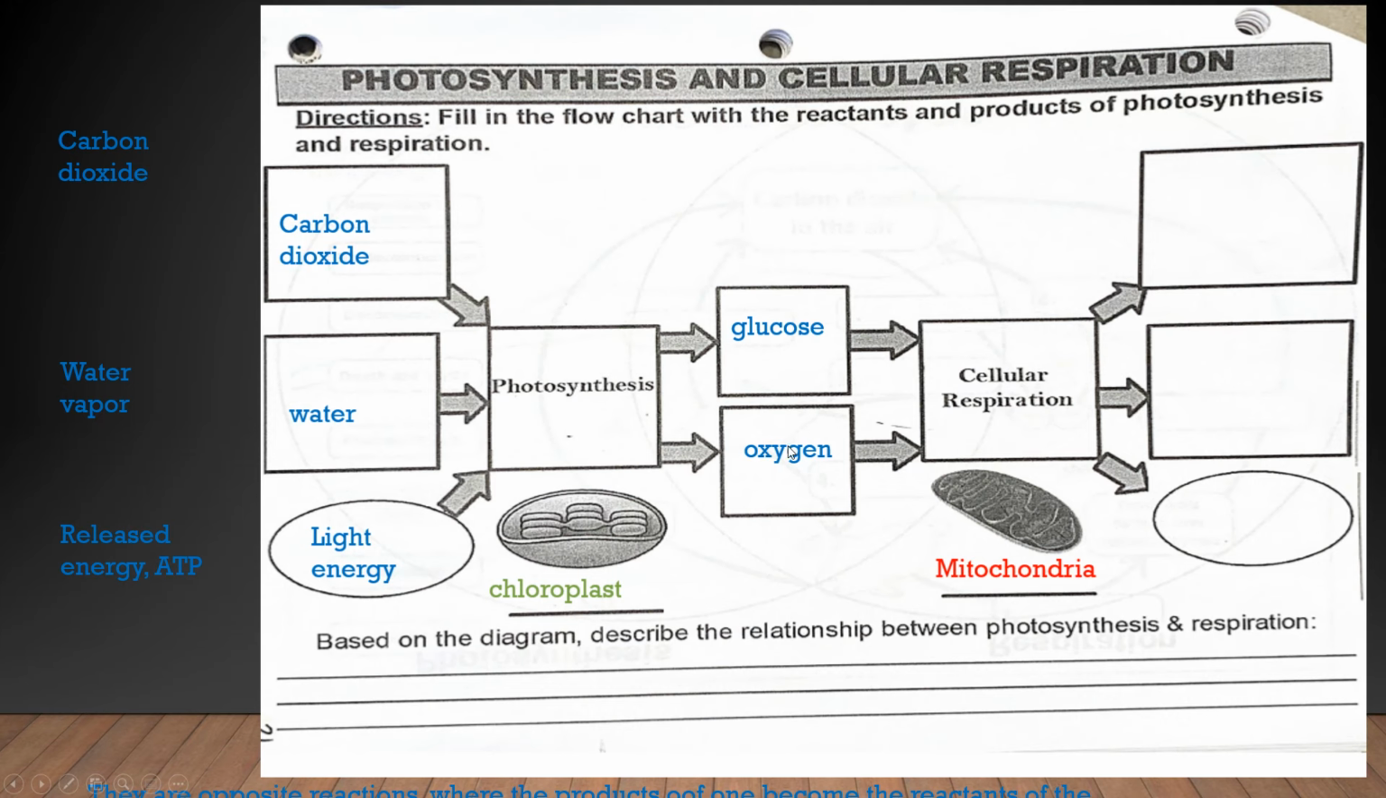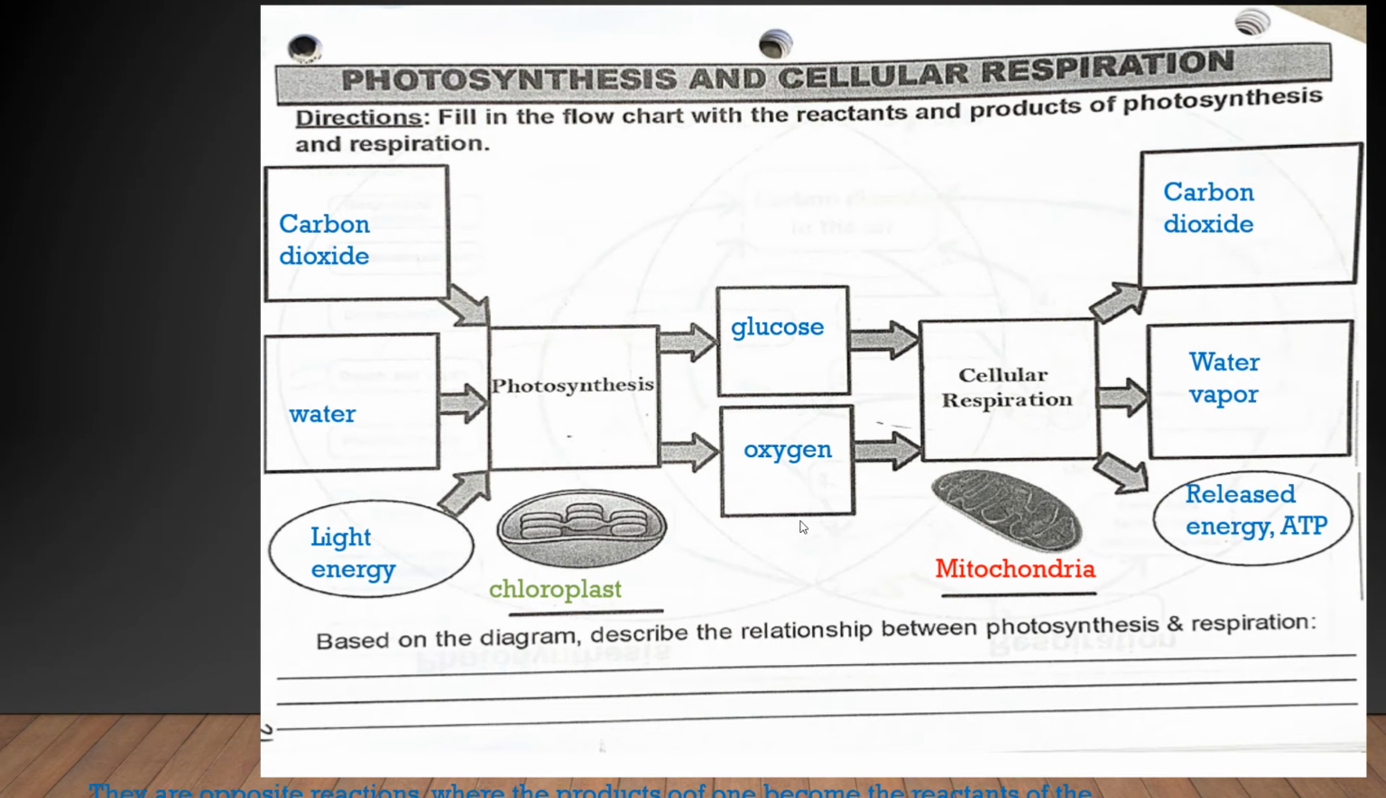Now they become the reactants for respiration. So glucose and oxygen is taken in by the body, by all plants and animals. They enter the mitochondria to release carbon dioxide, which is a waste product, water vapor, which we can see when we exhale on a cold day, and energy.